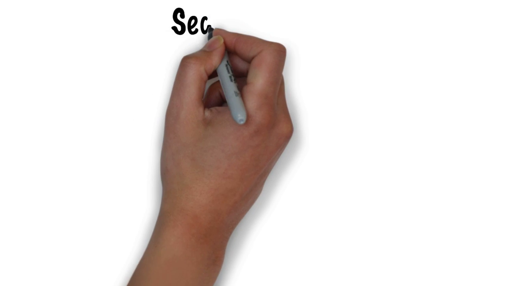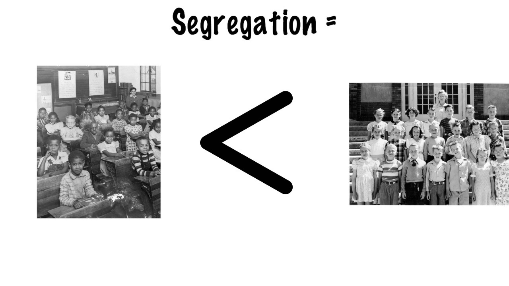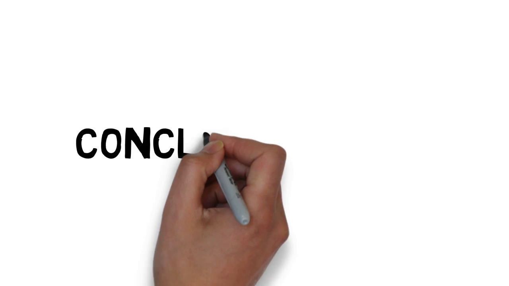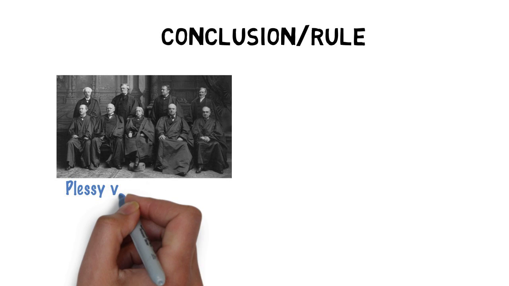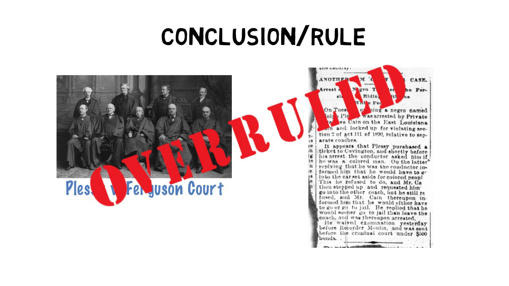When it comes down to the segregation of public schools, the court pointed out that segregation is inherently detrimental to the black students because it implies inferiority of the black students. In conclusion, the court overruled Plessy v. Ferguson and announced that separate but equal facilities are inherently unequal and violate the protections within the Equal Protection Clause of the 14th Amendment.